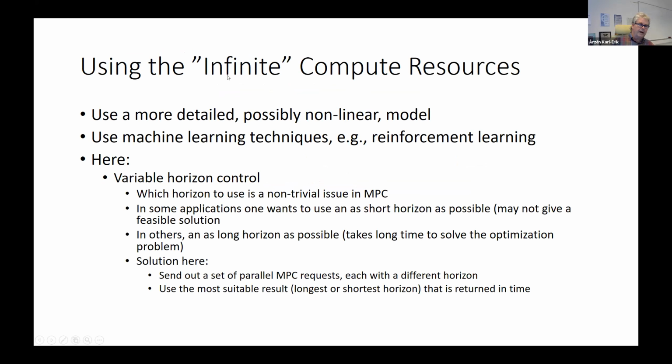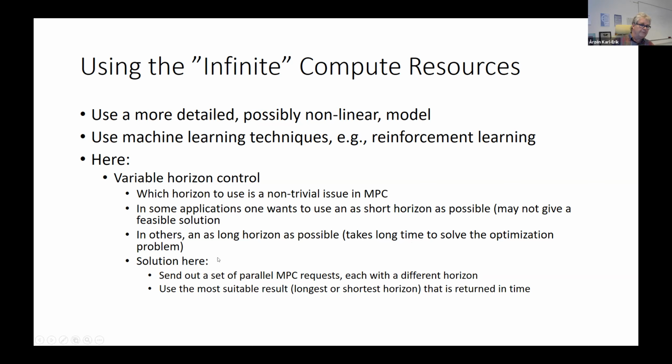So then finally, how should we use these infinite compute resources? Well, one could use a more detailed, possibly nonlinear model. We could use some time-consuming machine learning approaches. But in the MPC case, we can use what's known as variable horizon control. Which prediction horizon to use is actually a non-trivial issue in model predictive control. You normally have it as a constant value. And in some applications, you want to use an as short horizon as possible, but that may not give a feasible solution. In others, a long horizon is desired, but a long horizon means a large optimization problem, and it means that it takes a long time to solve it. So maybe you don't have time to do that.